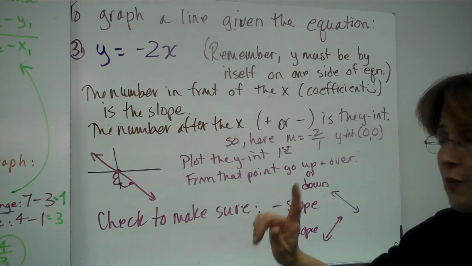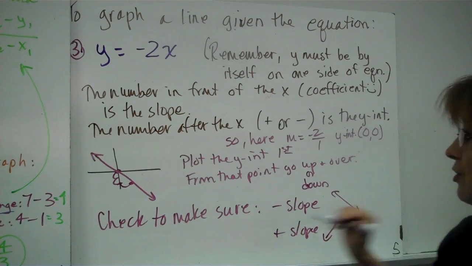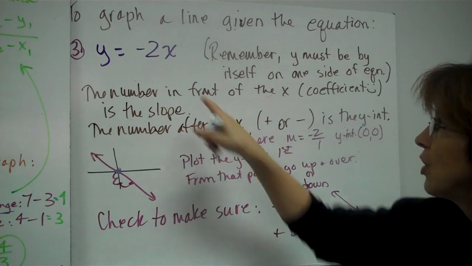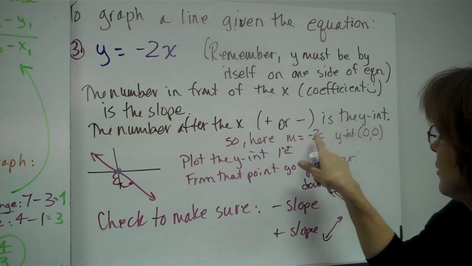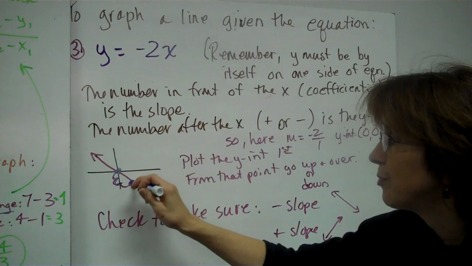So now you plot. First thing you want to plot is the y-intercept, because that's all you know. All you know is that point. So you plot 0, 0. Okay? Then from that point, you have to go up or down according to the slope. So I see now I've got to go down 2. So I go down 2 from that point, I go over 1, and I put a point.